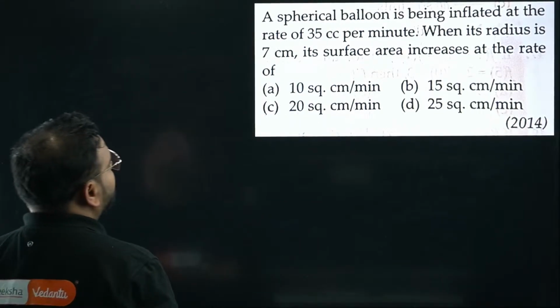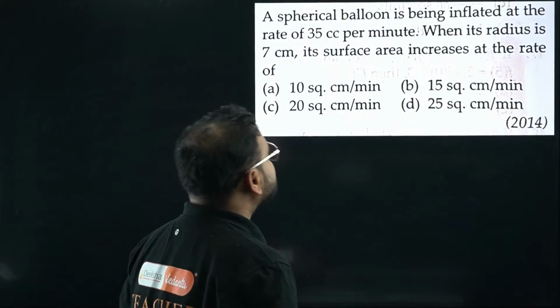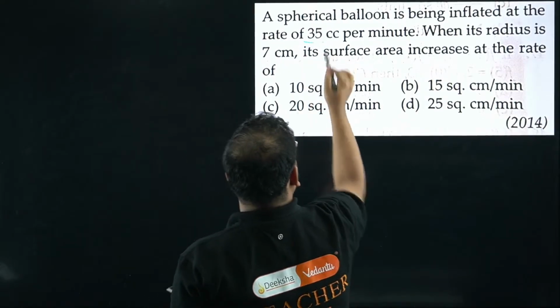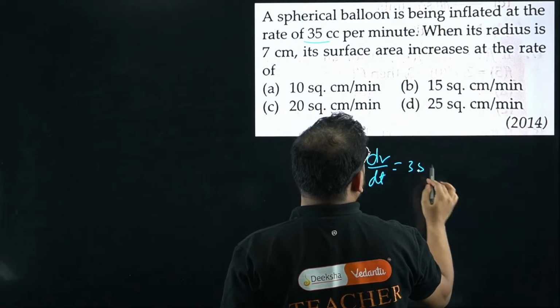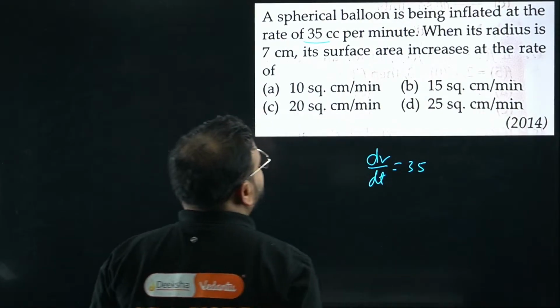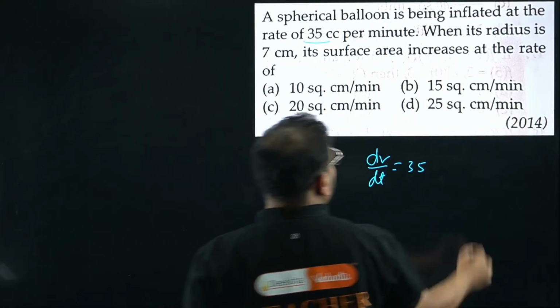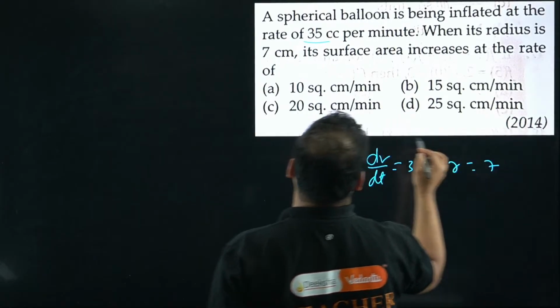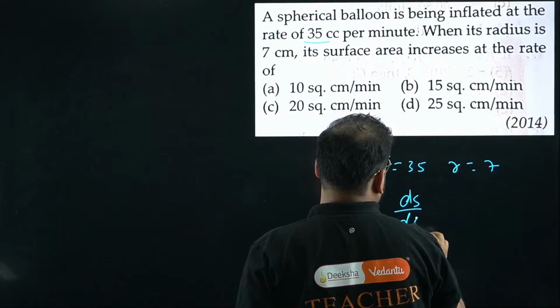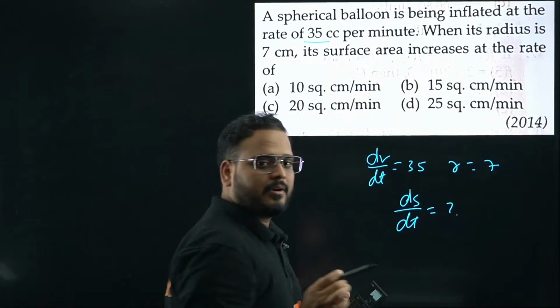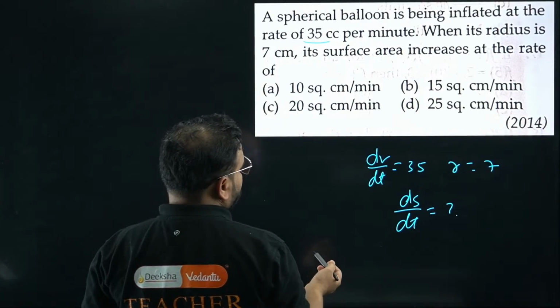A spherical balloon is being inflated at the rate given here. They've given the volume change, right? This is dV by dt. How much is that? 35. You don't need a unit. When its radius is 7 centimeters, they're asking us ds by dt. That's what they're asking us. Great. So we can use this directly.